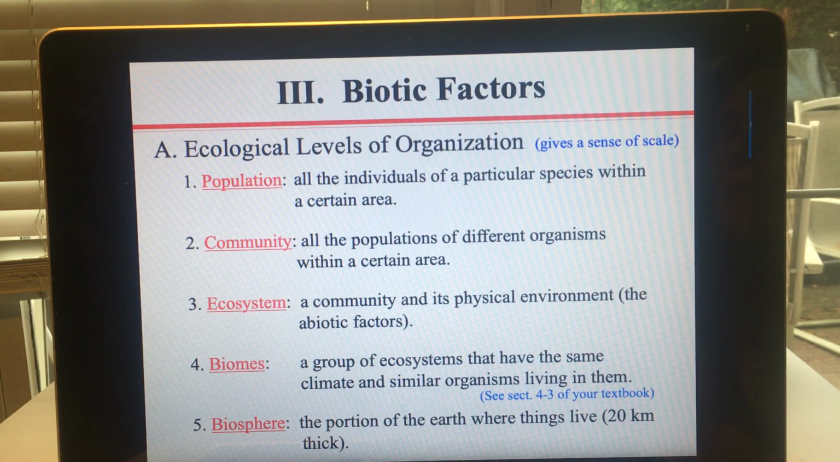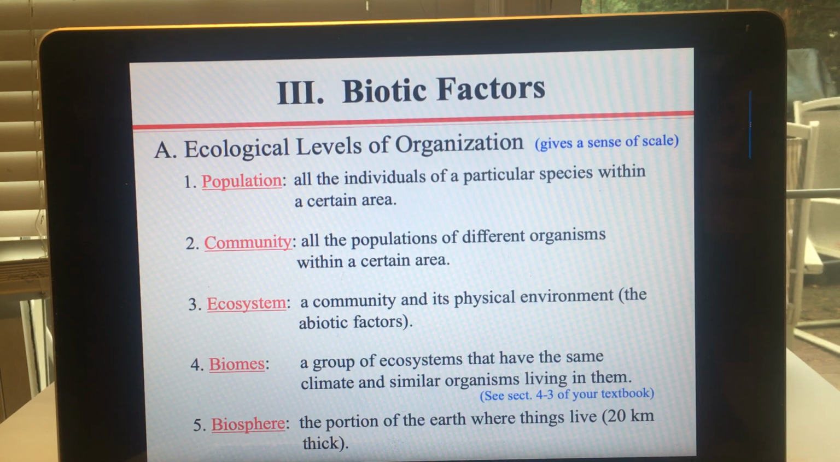So now we're going to move on to the biotic factors. And this slide shows the levels of organization from the most specific, and it gets general as we go down the list. So a population is all of the individuals of one species within a certain area. So you define the area, like you may say the population of humans in Maryland, or you might say the population of ants in a particular area. And of course, ants is a little bit more general actually, because there's more than one species of ant, but you get my idea. A community is all of the populations of different organisms in a certain area.